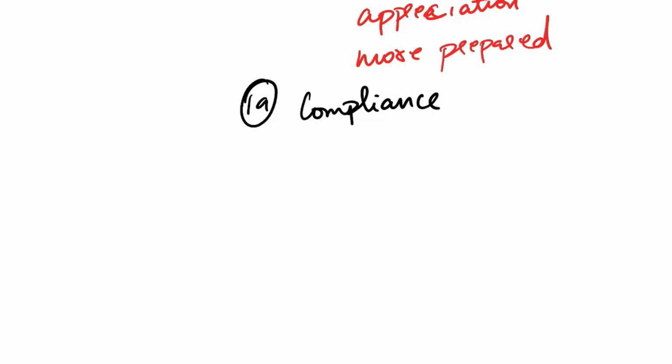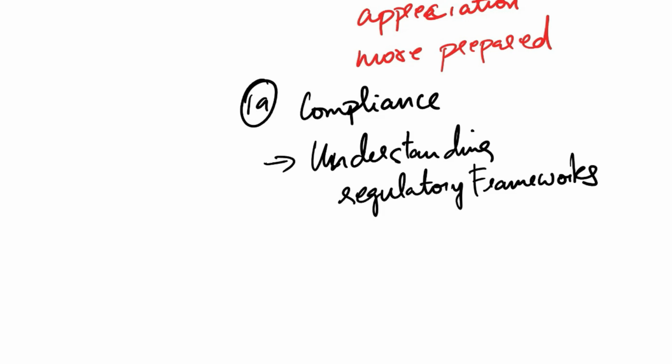Let's see some of the key points that explain the role of IT audits in ensuring compliance with specific regulations. First, understanding regulatory frameworks. IT auditors must have a comprehensive understanding of relevant laws, regulations, and industry standards that pertain to the organization's operations. This includes but is not limited to regulations such as GDPR, that is General Data Protection Regulation, HIPAA, that is Health Insurance Portability and Accountability Act, and PCI DSS, Payment Card Industry Data Security Standard.